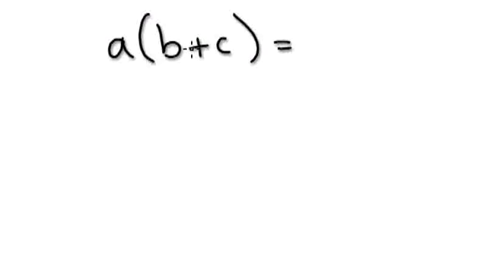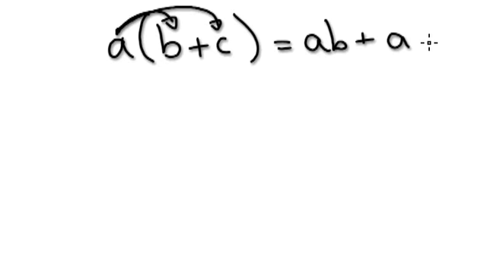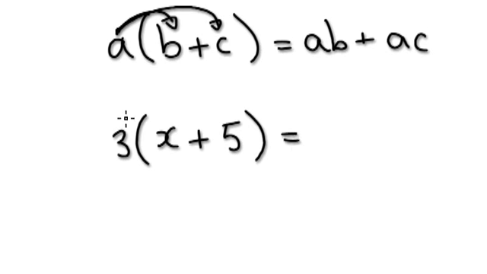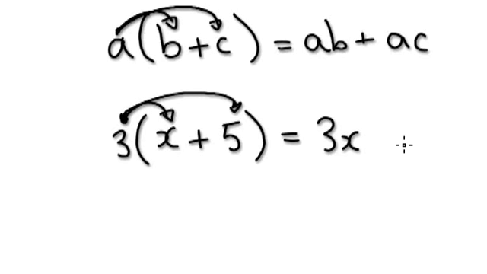In the previous video, I said that if you have something like a bracket b plus c, that's the same as saying a times b, plus a times c. So if you have something like 3, let's say x plus 5, you would do this. Get 3 times x, which is 3x, and then 3 times 5, which is plus 15.